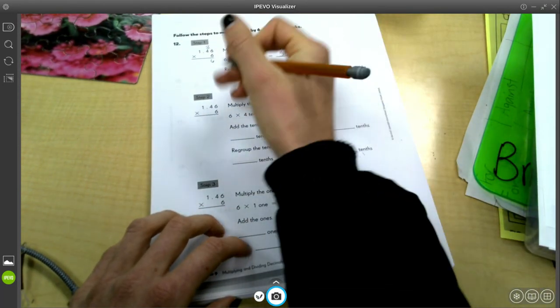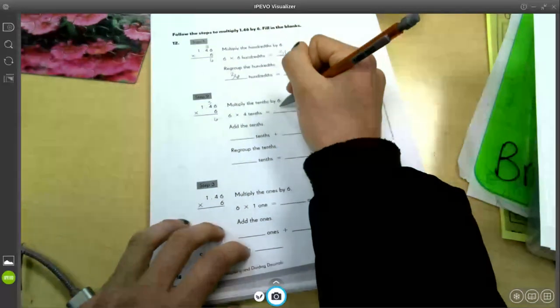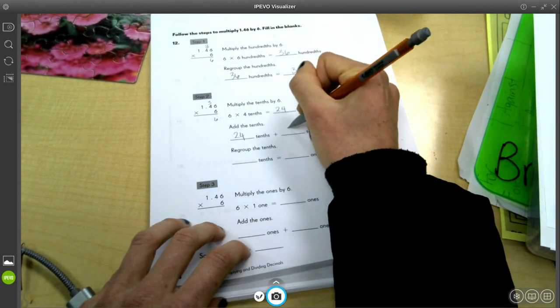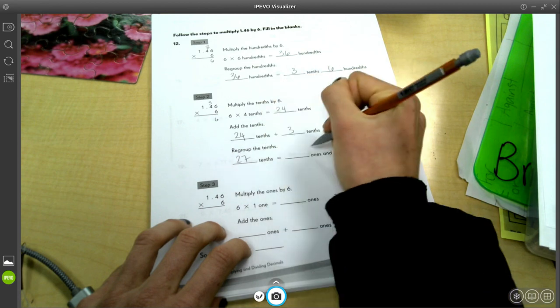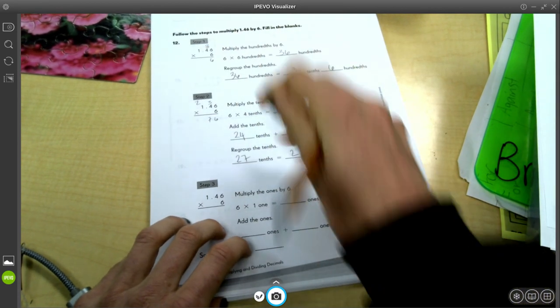Then my next step, here's my 6 and my 3. I'm going to do the 6 times the 4, which is 24 tenths. I'm going to add the 24 tenths plus my 3 tenths, which gives me 27 tenths. 27 tenths is 2 and 7. Carry my 2 over here.